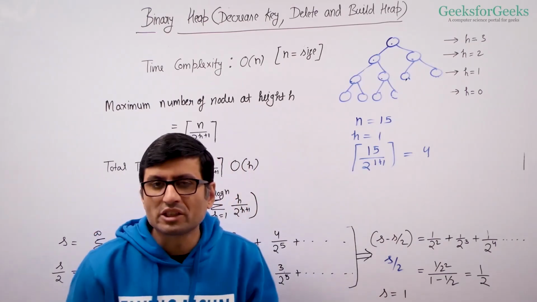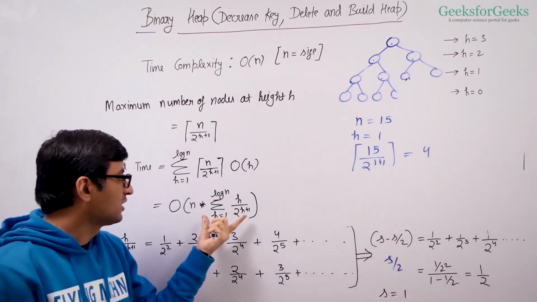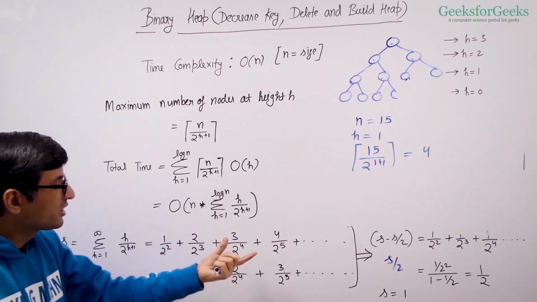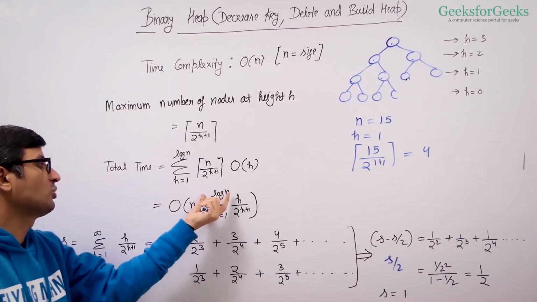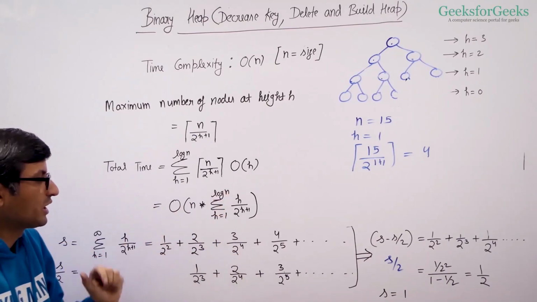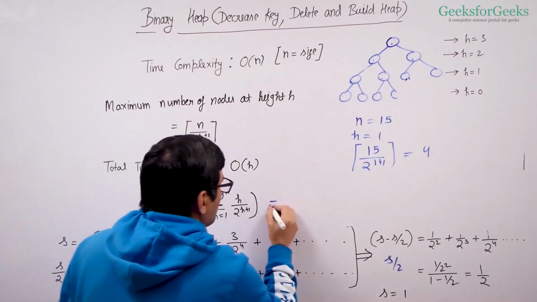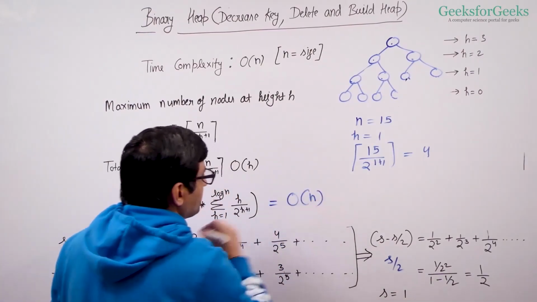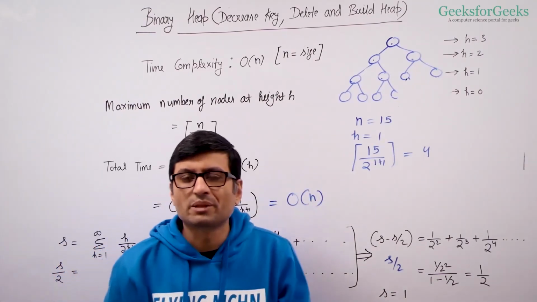So I got the sum of the series as 1. I simply put this sum as 1 here. This is the sum of an infinite series, and we have the sum up to log n. Since we have big O, we can put up our values. So the value of this expression is big O of n. So the time complexity of build heap is big O of n.